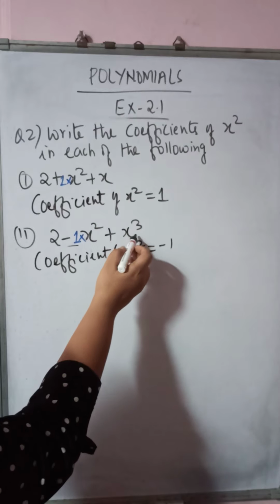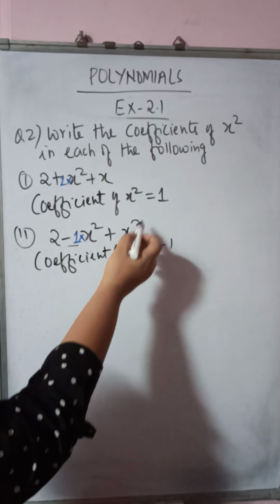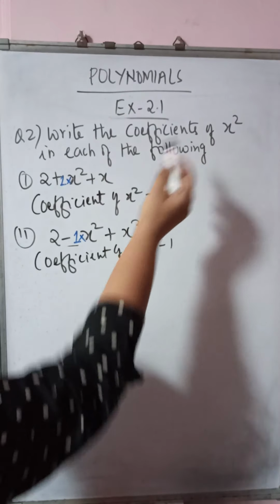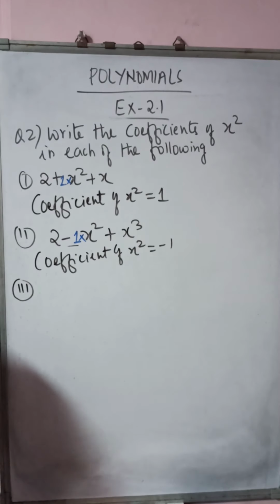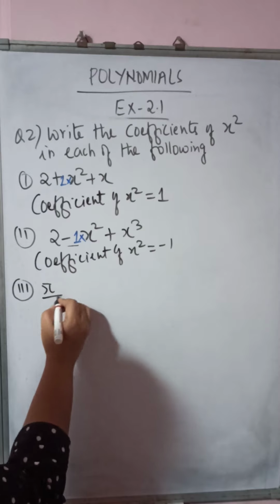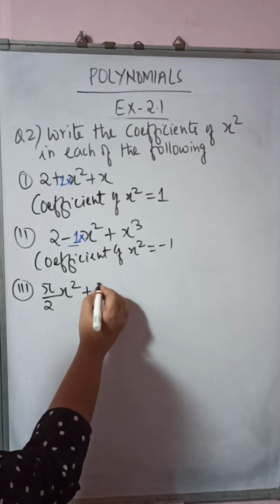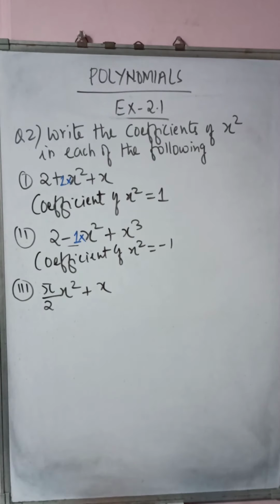You are not concerned with the coefficient of the other variable, because they are asking to find the coefficient of only x square. Third one, pi by 2 x square plus x. Now which number is multiplying with x square here?